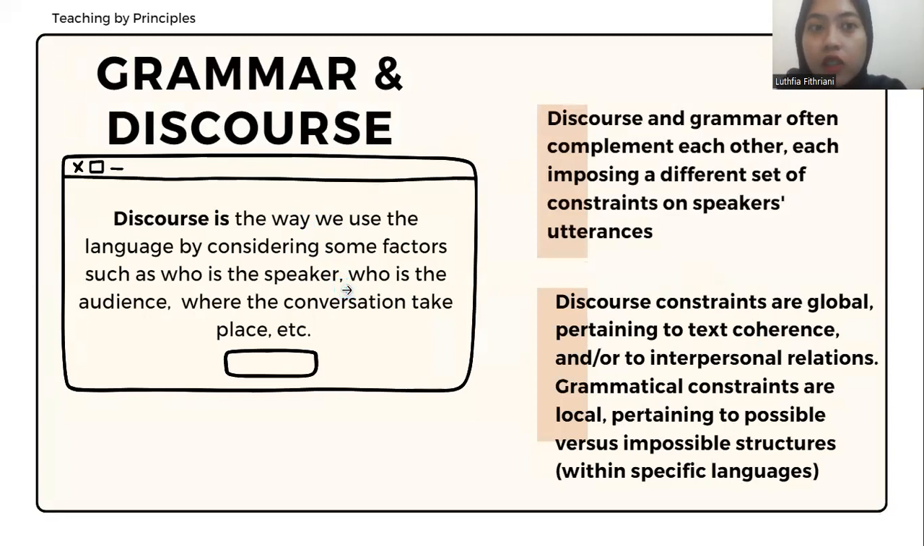And what is the relationship between grammar and discourse? Discourse and grammar often complement each other, each encompassing a different set of constraints of speaker utterances. Discourse constraints are global, pertaining to text coherence and to interpersonal relations. Grammatical constraints are local, pertaining to possible versus impossible structure.